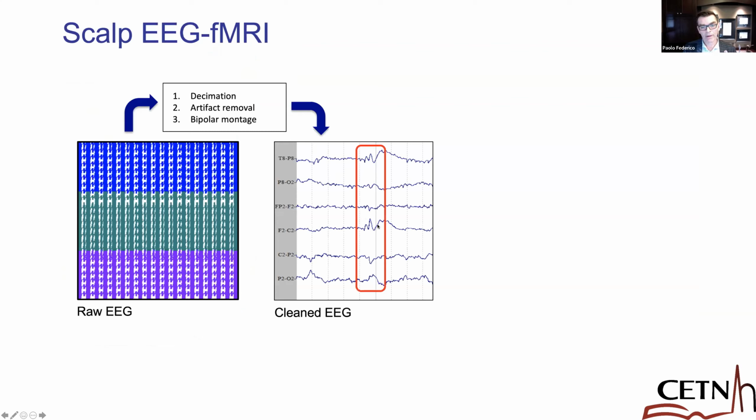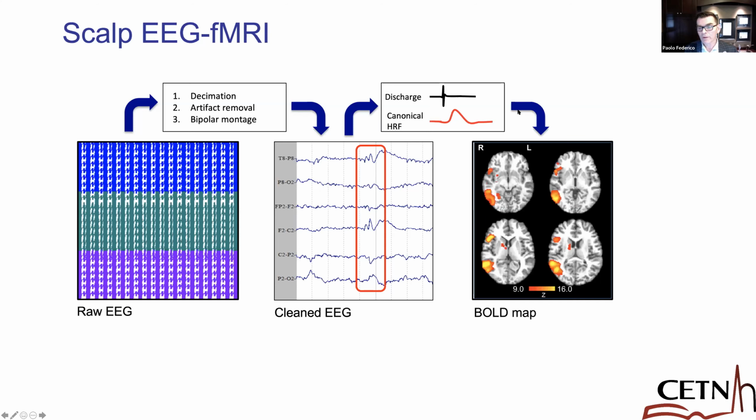So the next step then is to have two experienced EEGers review the EEG and mark the timing of these interictal discharges. And then the timing of these discharges is used to perform the fMRI analysis, where what's called the canonical hemodynamic response function, which is a predicted fMRI response to a single discharge, is used to generate statistical maps of brain activation related to the occurrence of these interictal discharges. And the signal we measure is called the blood oxygen level dependent signal.